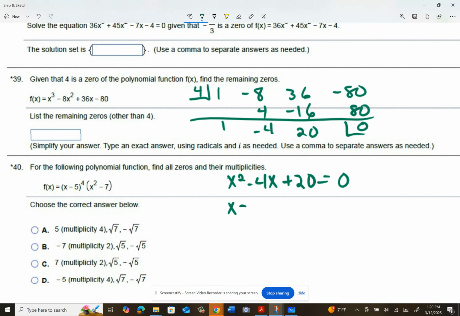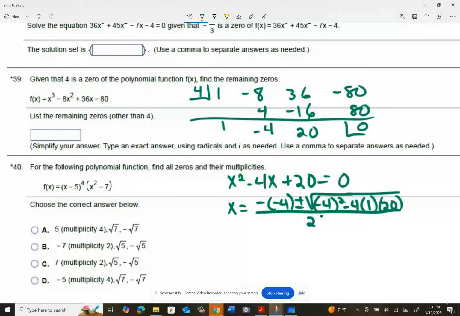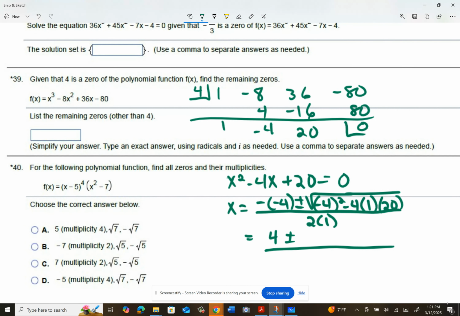So I'm going to use the quadratic formula, do the opposite of the middle term, plus or minus the square root of the b value squared, minus 4 times a times c. All of that divided by 2 times the a, and then simplify that. So I'm going to get a 4 plus or minus, and a 2 down here. Underneath the radical, I'm going to have positive 16, but then minus 80. That's why it didn't factor. I'm going to have an imaginary solution there.